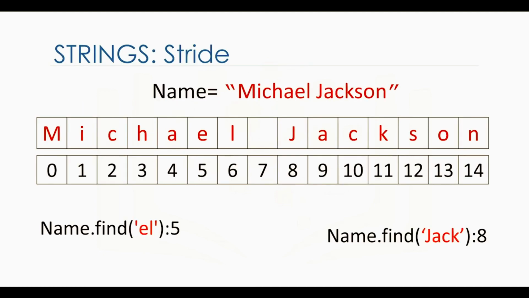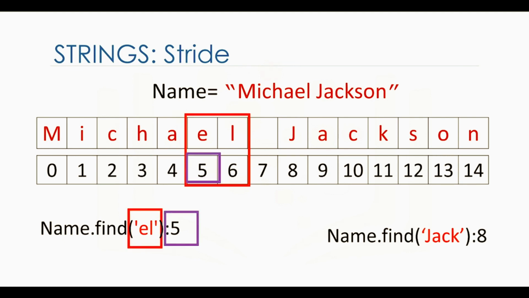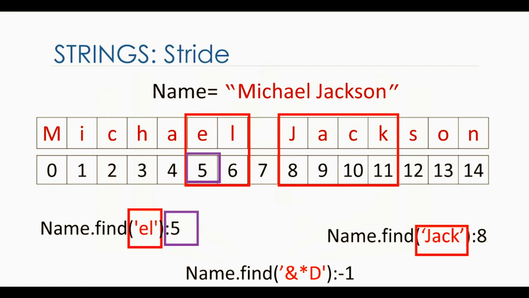The method find finds substrings. The argument is the substring you would like to find. The output is the first index of the sequence. We can find the substring Jack. If the substring is not in the string, the output is -1.